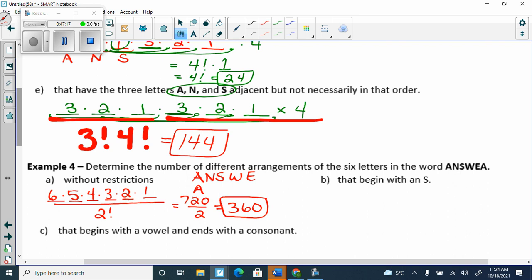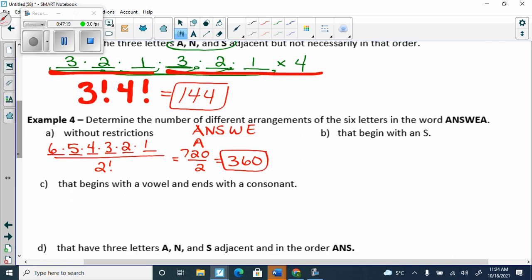Now B says it has to begin with an S. I don't care that it has to begin with an S. I'm immediately going to go 2 factorial on the bottom because I have 2 A's. I don't overthink it.